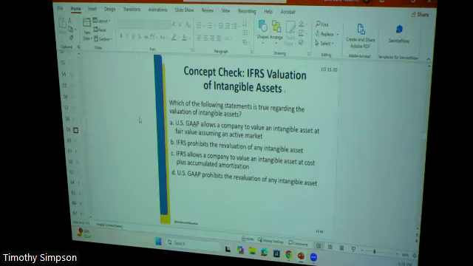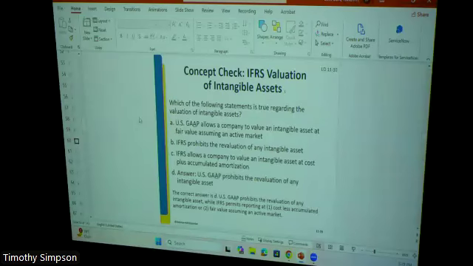IFRS prohibits the revaluation of an intangible. No, that's not right. C, IFRS allows a company to value an intangible at cost plus accumulated amortization. That makes no sense. So it's got to be D, U.S. GAAP prohibits the revaluation of any intangible asset. So sometimes these answers are completely, obviously ludicrous. Obviously, why would you add accumulated amortization? That makes zero sense. So, okay.